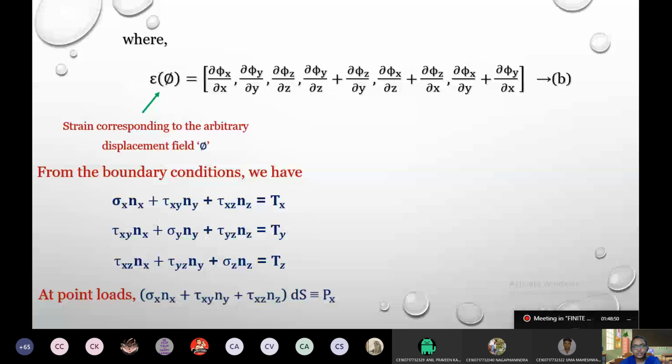Surface traction is possible, point loads are possible. Both are external, basically. Surface traction is external, point loads are also external. This can be taken as the natural boundary conditions of the problem.